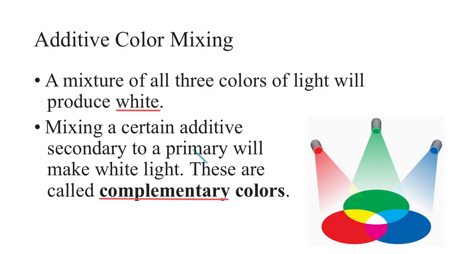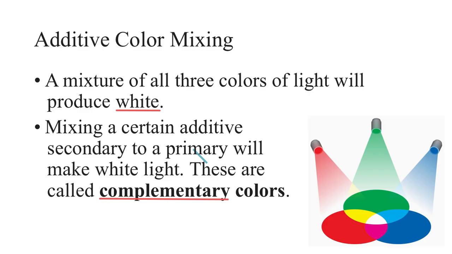So we then have complementary colors. Mixing certain additive secondary to a primary will make white light, and they're called complementary. You'll see that when the red and the green overlap, all 3 of those are in the center. So when you have certain ones, if you mix an additive secondary with a primary, then they create white light together, and it's because they are a combination of the other colors.